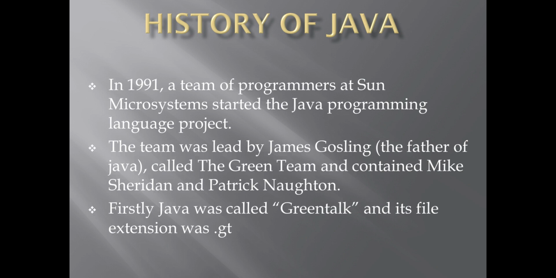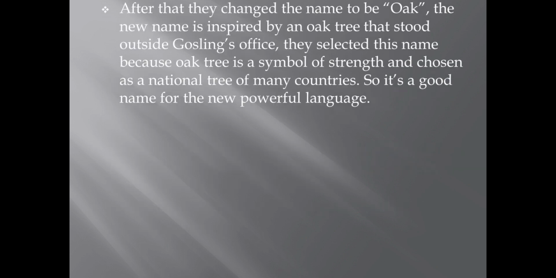Firstly, Java was called GreenTalk and its file extension was .gt. After that, they changed the name to be Oak. The new name is inspired by an oak tree that stood outside Gosling's office. So they selected this name because the oak tree is a symbol of strength and chosen as a national tree of many countries. And it's a good name for the new powerful language.